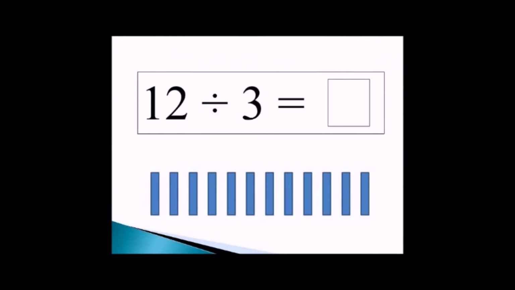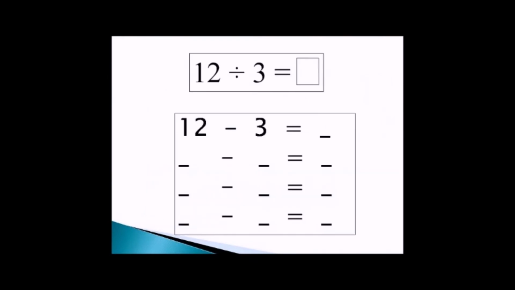Now let's see if you can do this one. 12 divided by 3, there you have the sticks. What are you going to do? Do it quickly for me. Let's see what answer you will get. 12 divided by 3, what do you have to do with the sticks or circles, whatever you're using? You have 12 of the sticks right there. What are you going to do? Do it. Let's see if you get an answer.